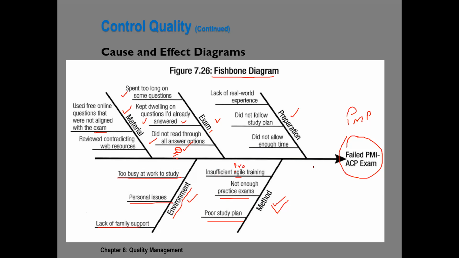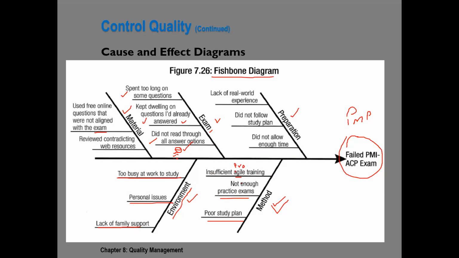Now, what happens in a fishbone diagram? We do this thorough investigation. After that, as a team, we try to identify what could be the reason. What is the major reason? Okay, insufficient agile training or project management training. It's okay, this could be the reason, but this is not the main reason. What could be the main reason? Now, as a team, we decide what the main reason is.